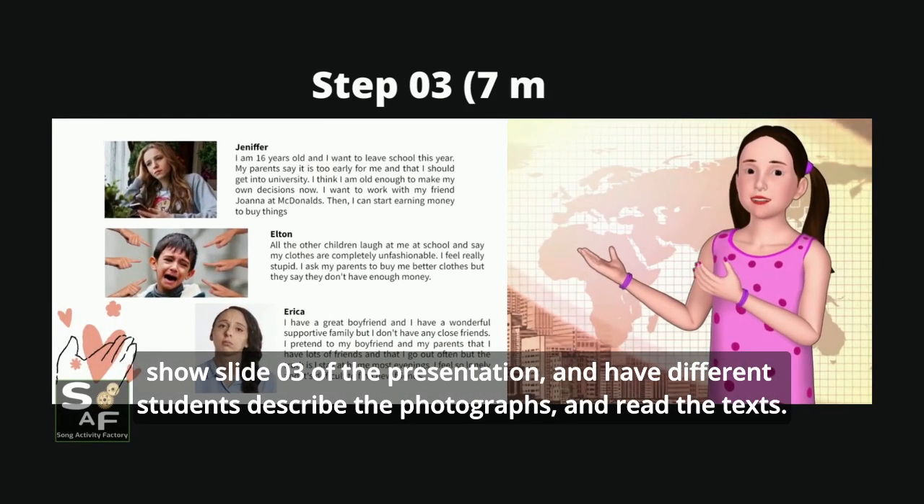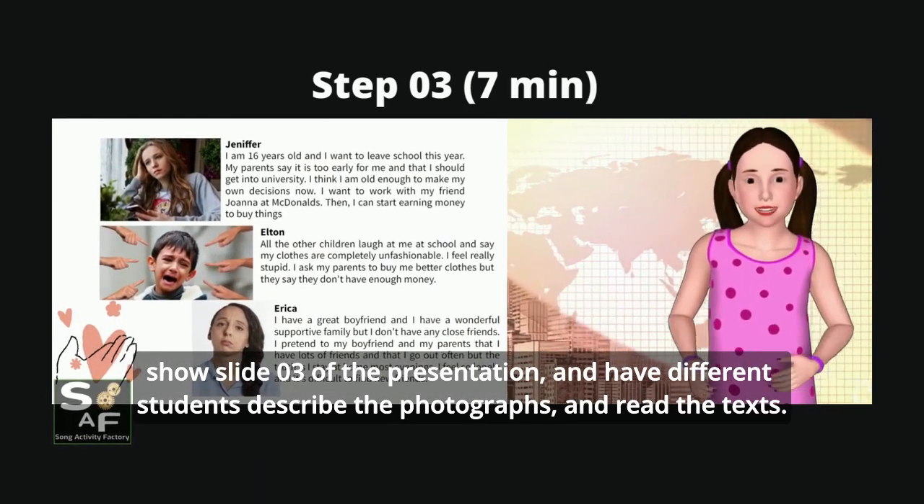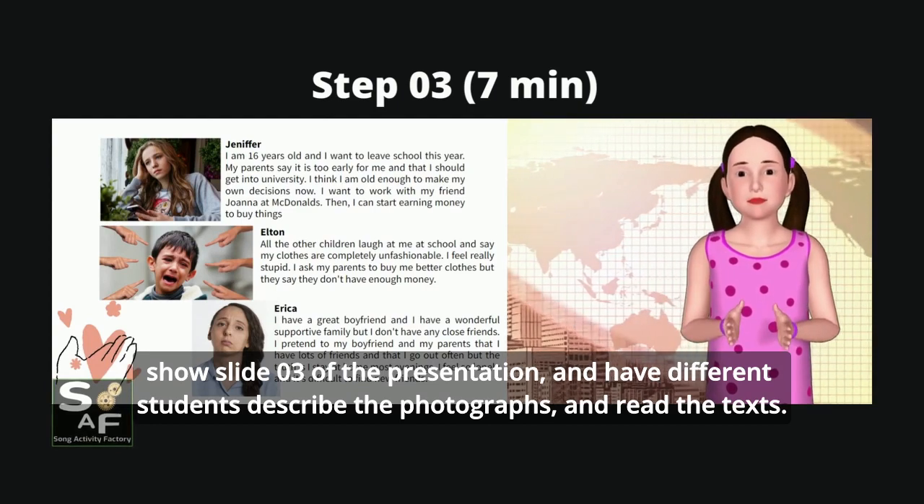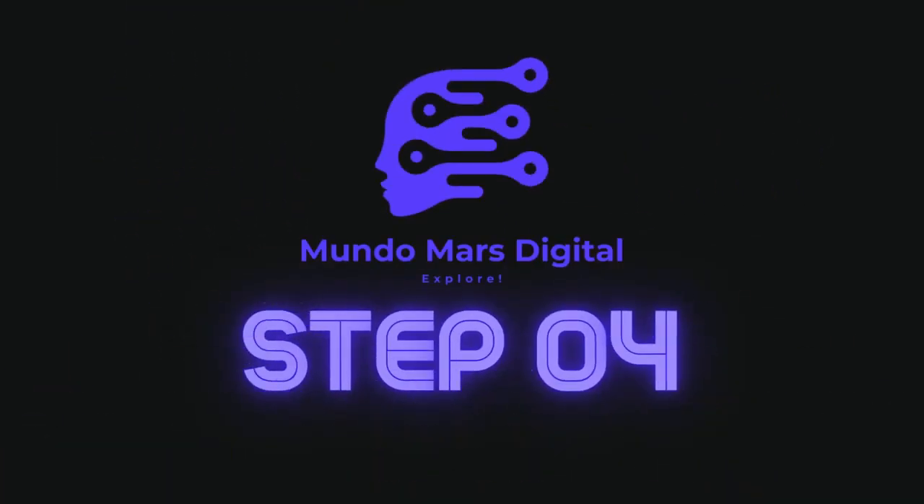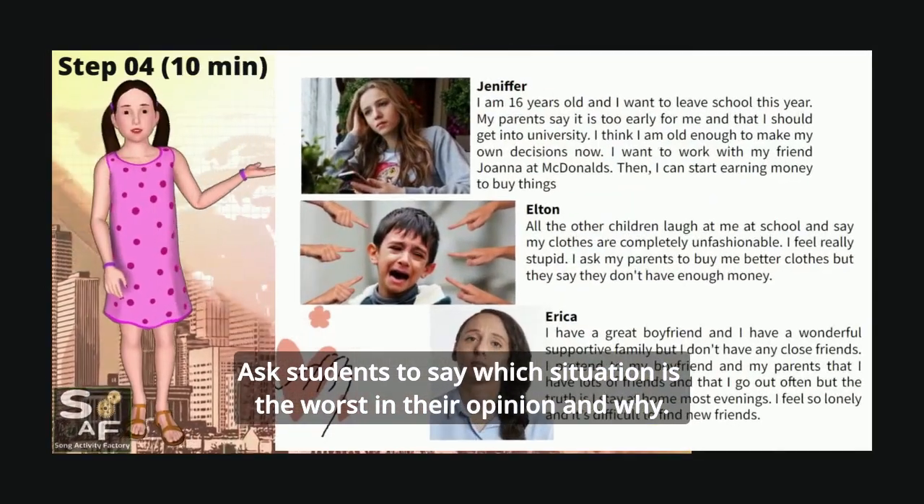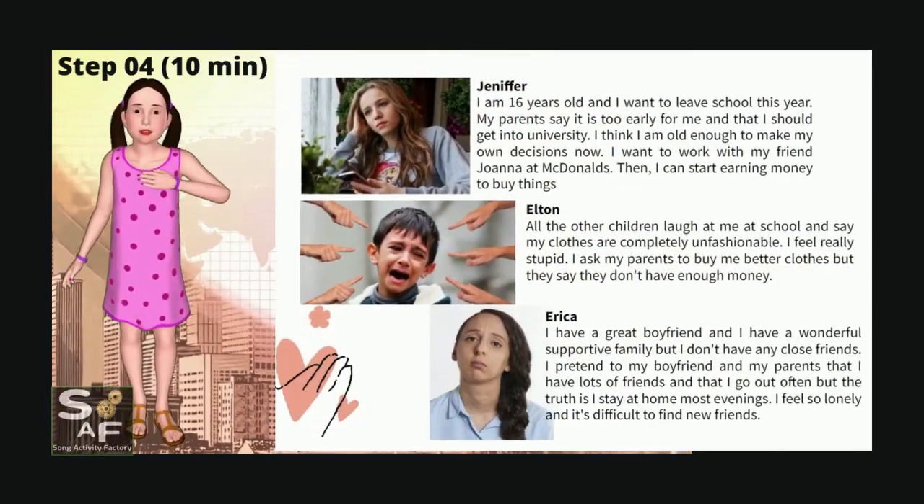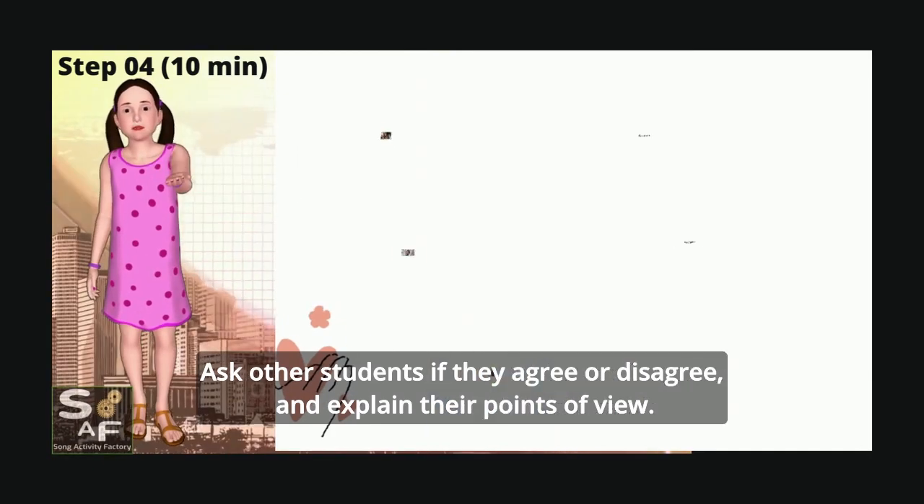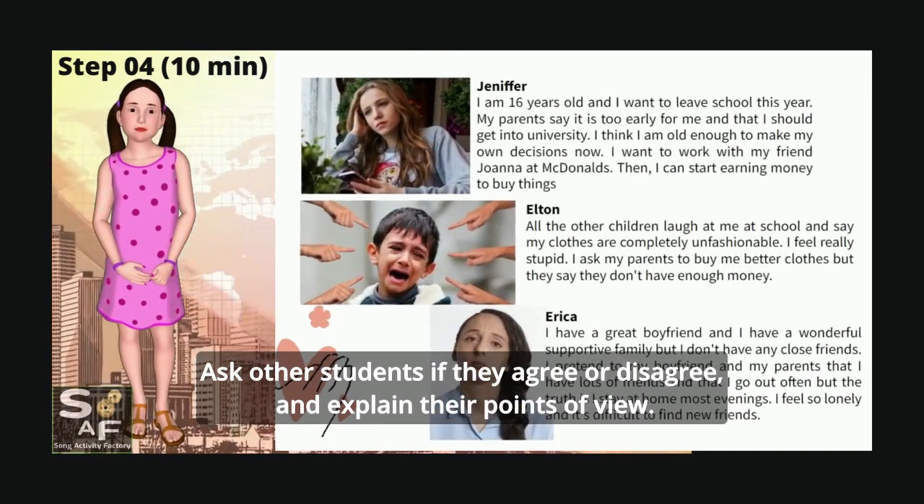Show slide 3 of the presentation, and have different students describe the photographs, and read the text. Ask students to say which situation is the worst in their opinion and why. Ask other students if they agree or disagree, and explain their points of view. Have a mini discussion.